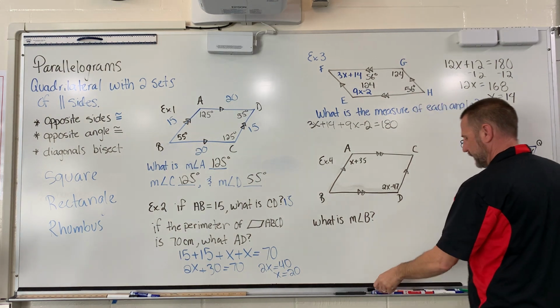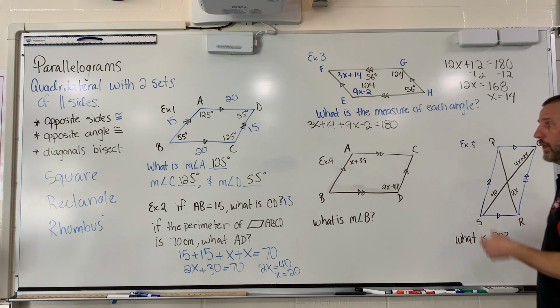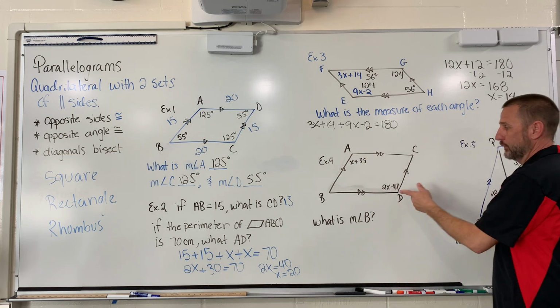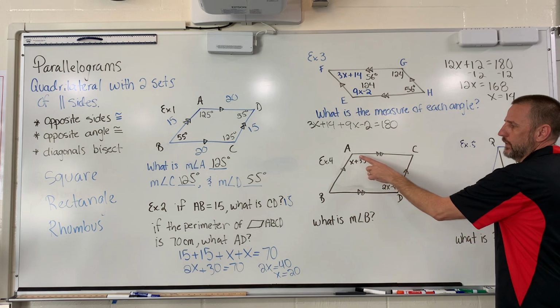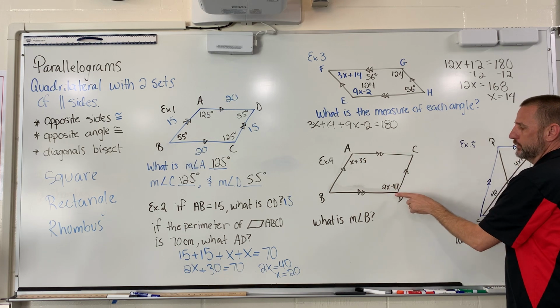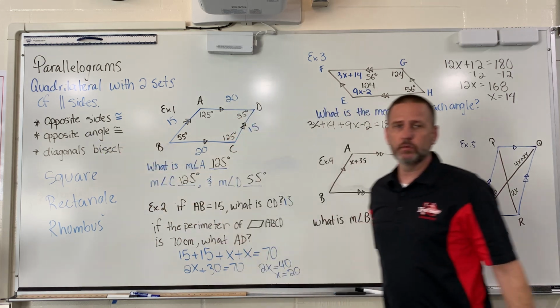Let's look at this last one here for solving an angle. What is the angle B? Well, before I can solve that, I probably need to know maybe angle A or angle D or something. So what I'm going to do is look at this and say, well, what do I know about angle A and angle D? The rule says opposite angles are congruent.